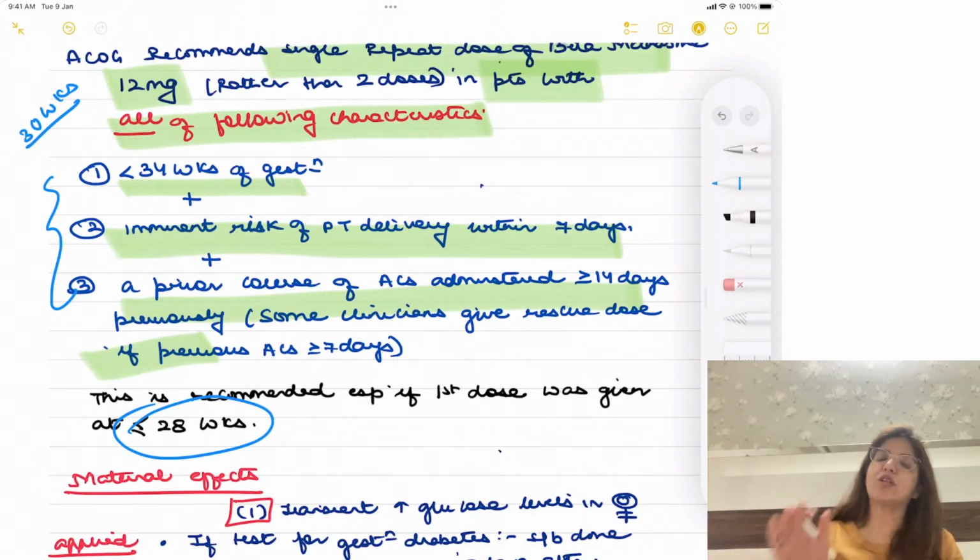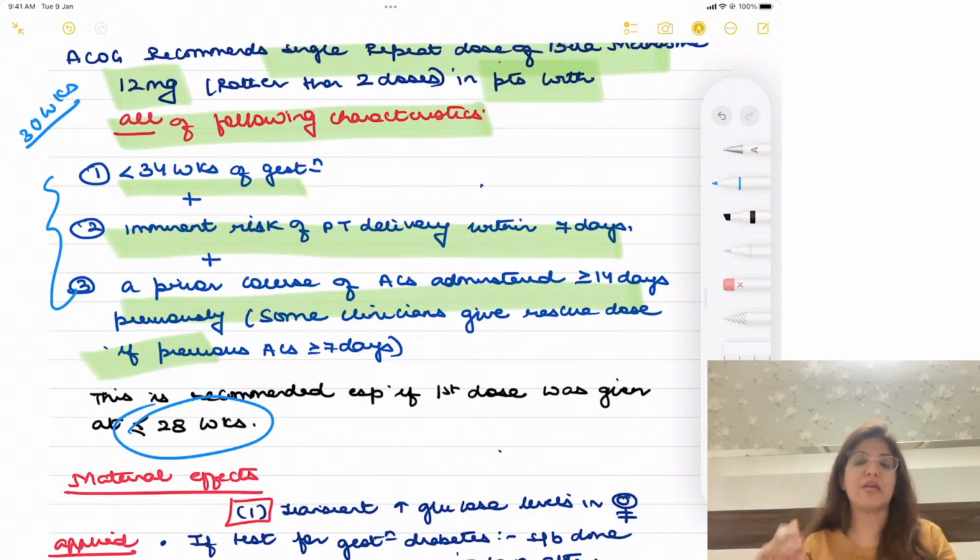The chances of respiratory distress syndrome in the baby are going to be less in comparison to if you did not give any injection. No study says that if preterm birth is about to happen, instead of giving 12 mg betamethasone, you give 24 mg betamethasone. No studies have supported that. No guidelines have supported that. So you have to remember the normal guidelines which ACOG have given, and this is what ACOG says.